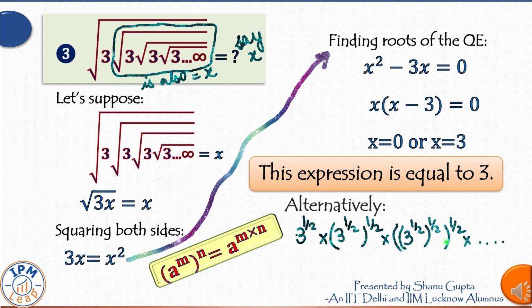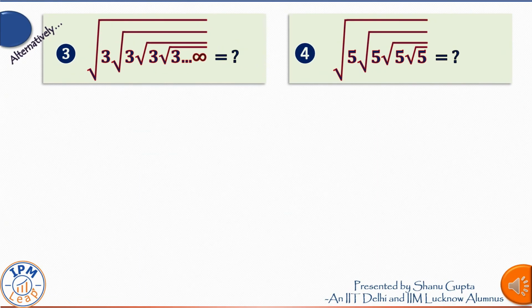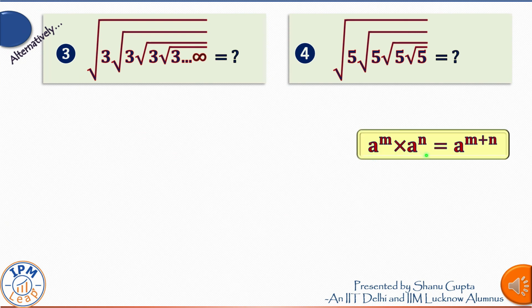And since a raised power of m whole raised power of n is equal to a raised power of m into n, the net powers will be 3 raised to the power of half, 3 raised to the power of half into half, which is 1 by 4, and 3 raised to the power of half into half into half, which is 1 by 8, and so on. Also, we know that a raised power of m into a raised power of n is equal to a raised power of m plus n. The powers get added up.